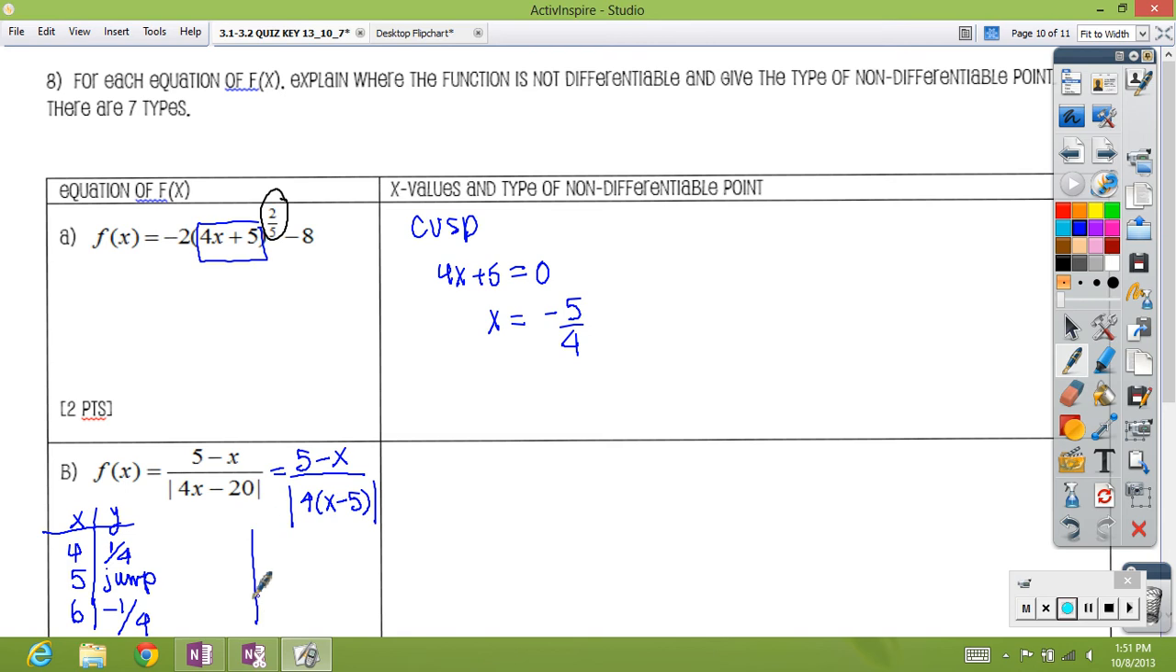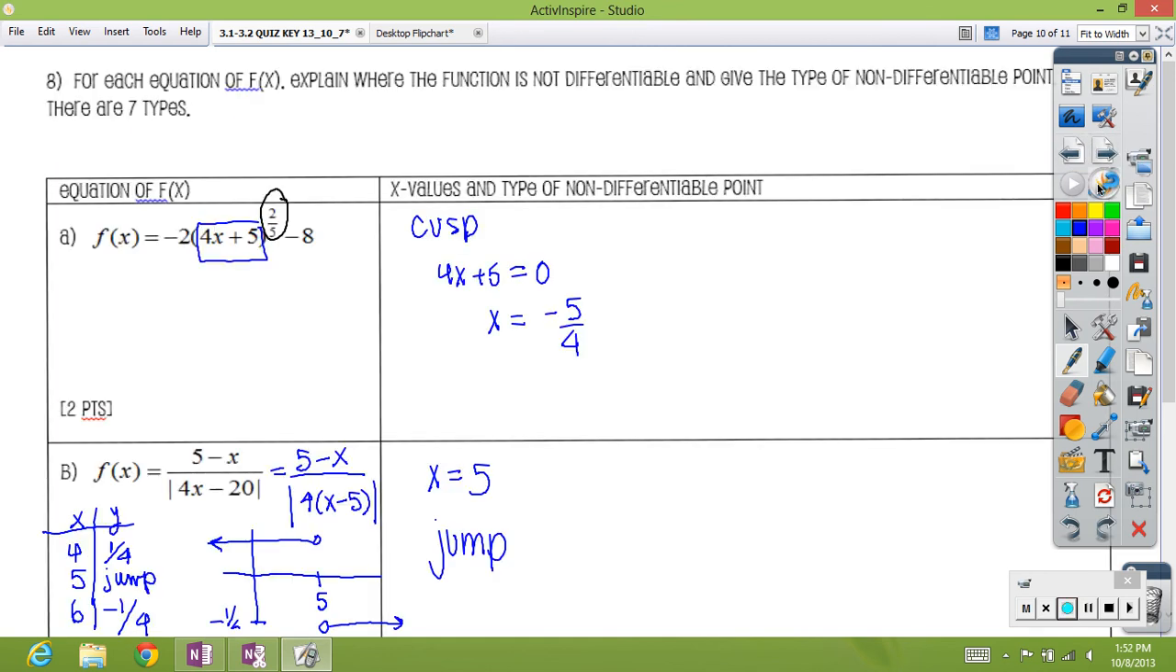So the graph of this looks like, at 5, the right side would be negative 1/4. So is that negative 1/4? And then positive 1/4 this way. So the discontinuity happens at x equal to 5. What type of discontinuity? It's a jump.